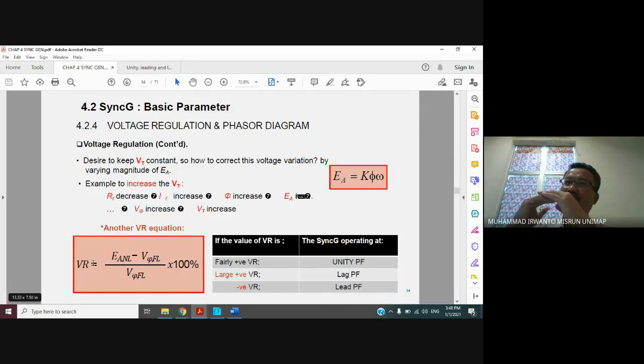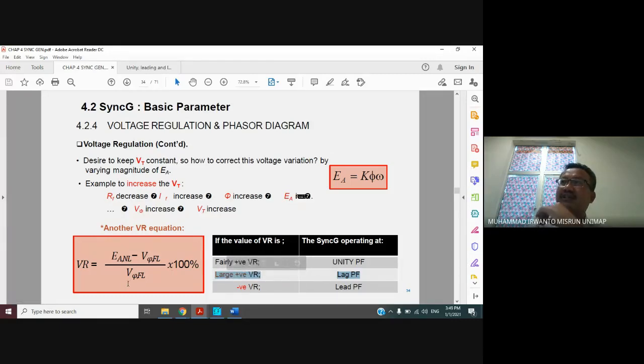Lagging means the internal generated voltage is higher than the phase voltage or terminal voltage, meaning EA minus V phase has a positive value. So for lagging, the voltage regulation (VR) is positive.